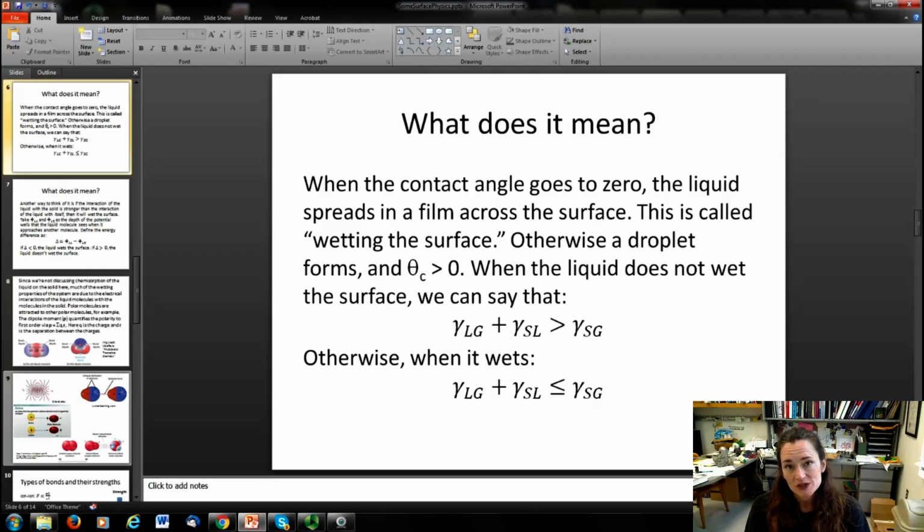So if a droplet forms, we're going to have a contact angle that's greater than 0, okay? And this is a non-wetting situation when the liquid doesn't wet the surface. If that's the case, then the cosine of that angle is something other than 1. And so you get the equation that the surface tension of the liquid gas plus the surface tension between the solid and the liquid is greater than the surface tension of the solid and the gas. Otherwise, it's going to wet. If it wets, the surface tension liquid gas plus surface tension solid liquid is less than or equal to the surface tension of the solid and the gas. All right, so what does that mean?